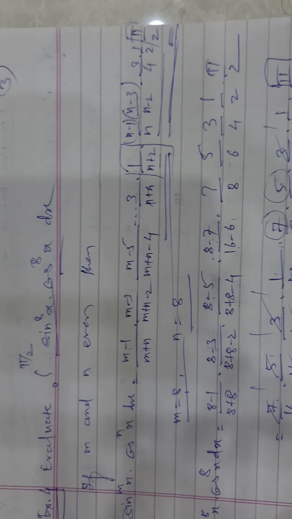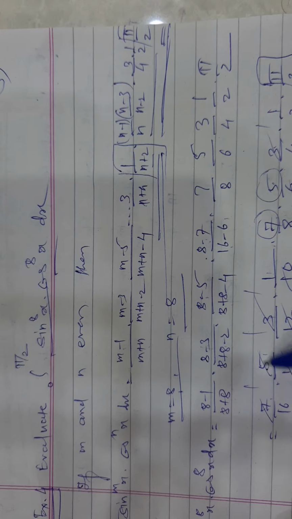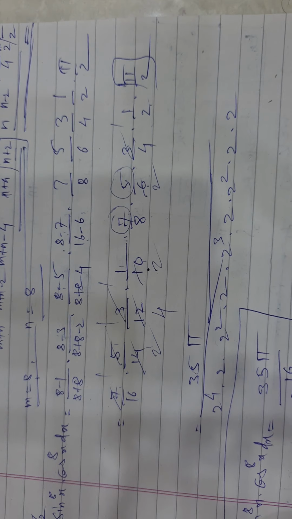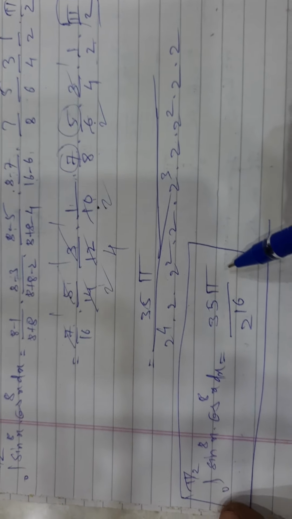pi by 2. After simplification we get 35 by 2 raised to 16.